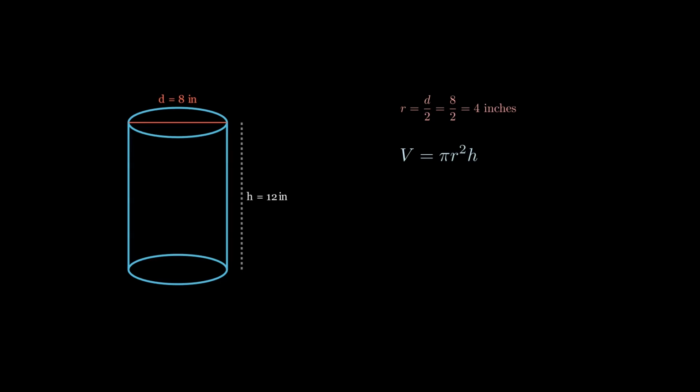Let's substitute our known dimensions directly into this structure. This gives us V equals pi times 4 squared multiplied by 12. Squaring our radius, 4 times 4 gives us 16. Next, multiplying 16 by our height of 12 results in exactly 192. So our calculated volume simplifies perfectly to 192 pi.